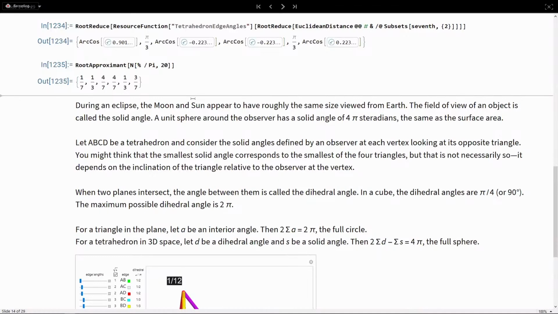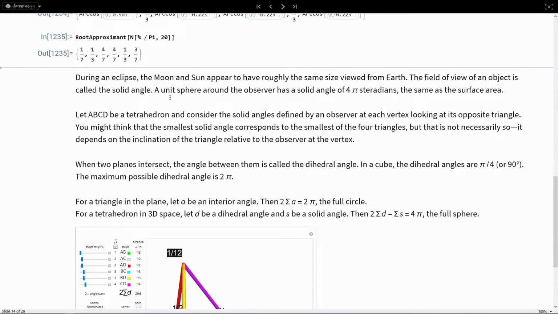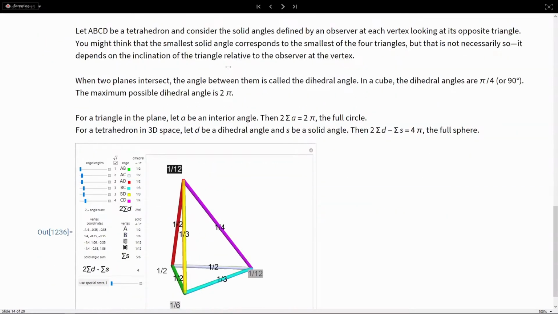Let's see. Solid angles. Well, I might as well read this. During an eclipse, the moon and sun seem to have roughly the same size viewed from Earth. That's because the field of view is the same, even though they're very different distances apart. And that field of view is called the solid angle. The unit sphere around the observer has a solid angle of 4 pi steradians. And that's the same as the surface area of a sphere.